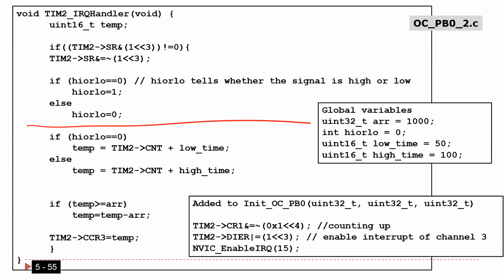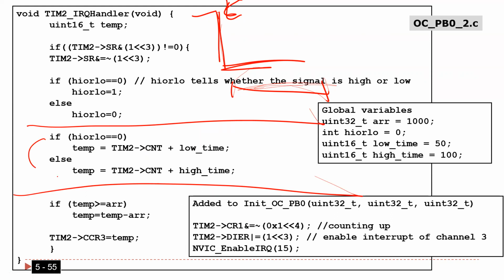And then after that, very simple, if it is 0, that means now we are here, and I need to set the time for the low. So I said temp should equal the count plus low time. However, if this variable is 1, I'm going to add high time. So now you have 2 times, 1 for the high, 1 for the low. And again, if the value is greater than ARR, you have to remove the ARR, and finally you have to put it in CCR. Any questions?